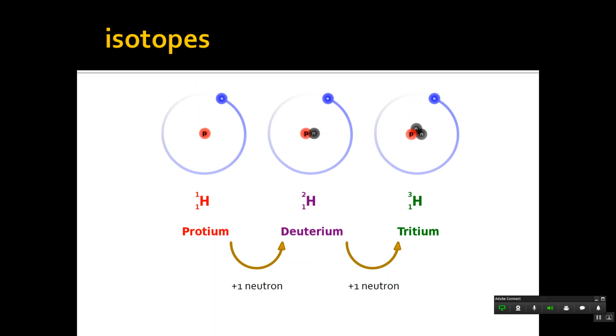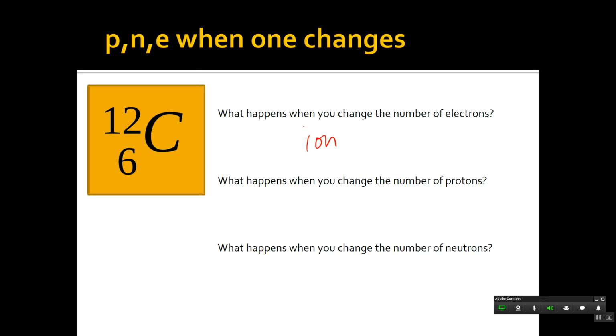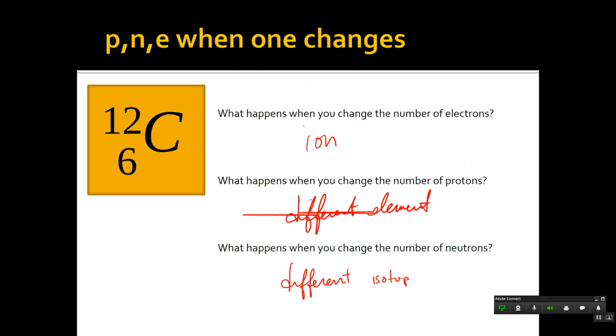So this is an ion. If you change the number of electrons, you get an ion. What happens if you change the number of protons? What do I get? A different element. What happens if you change the number of neutrons? Yeah, a different isotope. Okay? You need to basically have that ingrained in you for you to do this part quickly, okay?